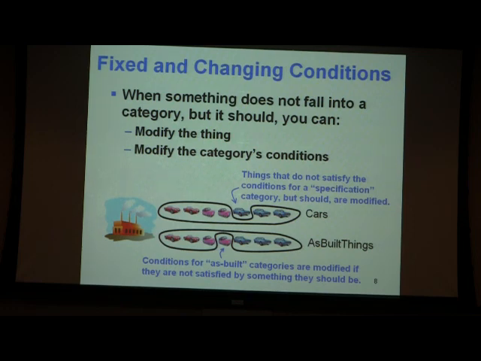And then in that case, if you ever have something that is produced by that factory, but for some reason fails the conditions of the category, you have to change the category. So this is the difference between categories that are meant to specify what you want out of reality versus categories that are meant to reflect reality. So it can go either way.